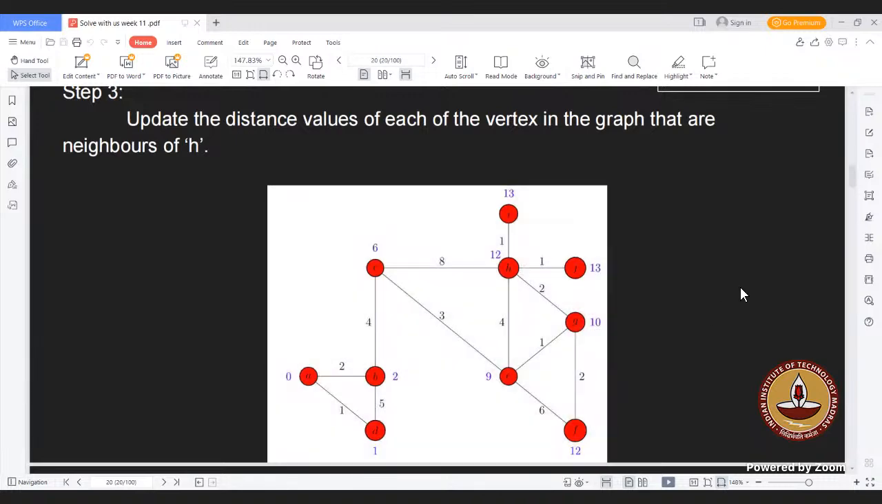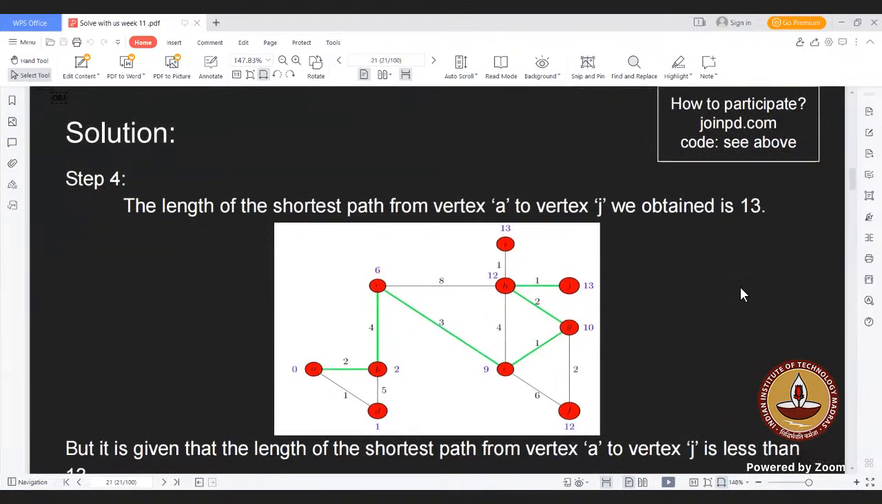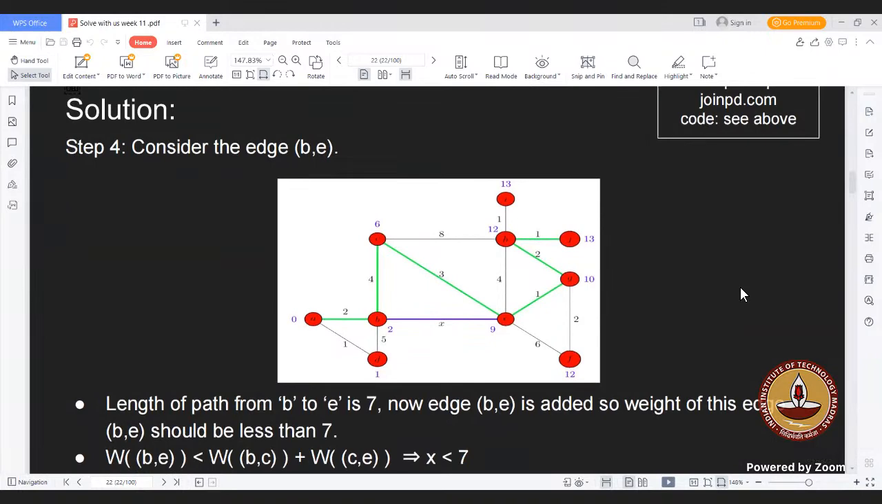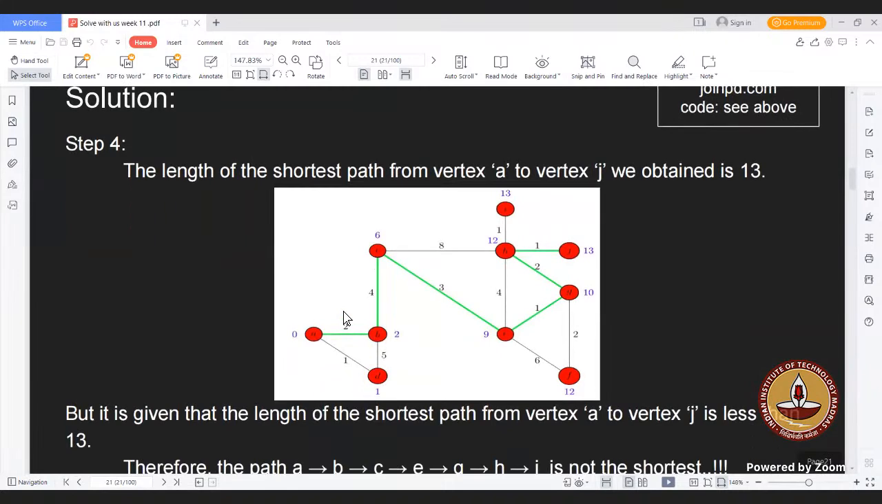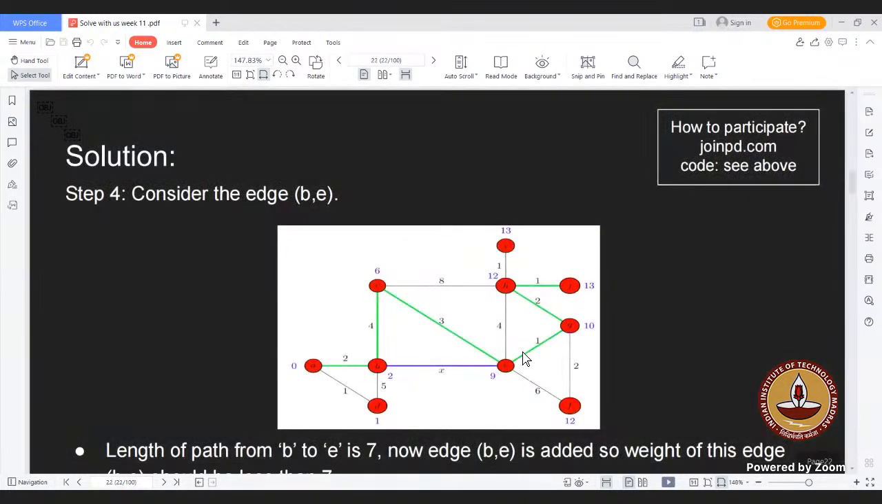So everyone got this? It will be less than 7, no, sir? Yes, it should be less than 7, because 7 plus 2 will get it as 9. That's what we are going to see. We can see that this is the shortest path without that BEH, correct? But it is not shortest, because in the question it is given the shortest path is less than 30, right? So it is because of this BEH.